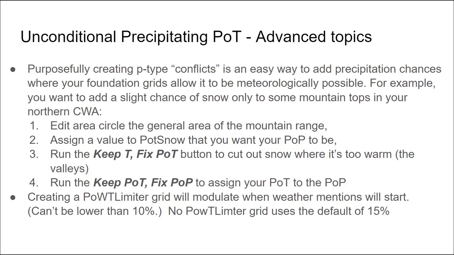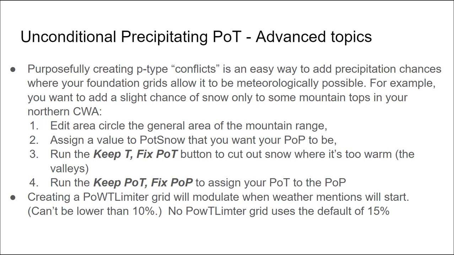So there are some other major advantages to having this unconditional pot step method at your disposal, especially for areas where there is terrain. I call this the advanced topic because once you're familiar with the method, you can do some really powerful things with just a couple clicks of the mouse. Purposely creating precipitation type conflicts is an easy way to add precipitation chances where your foundation grids allow it to be meteorologically possible. For example, let's say you want to add a slight chance of snow only to some mountaintops in the northern part of your CWA.